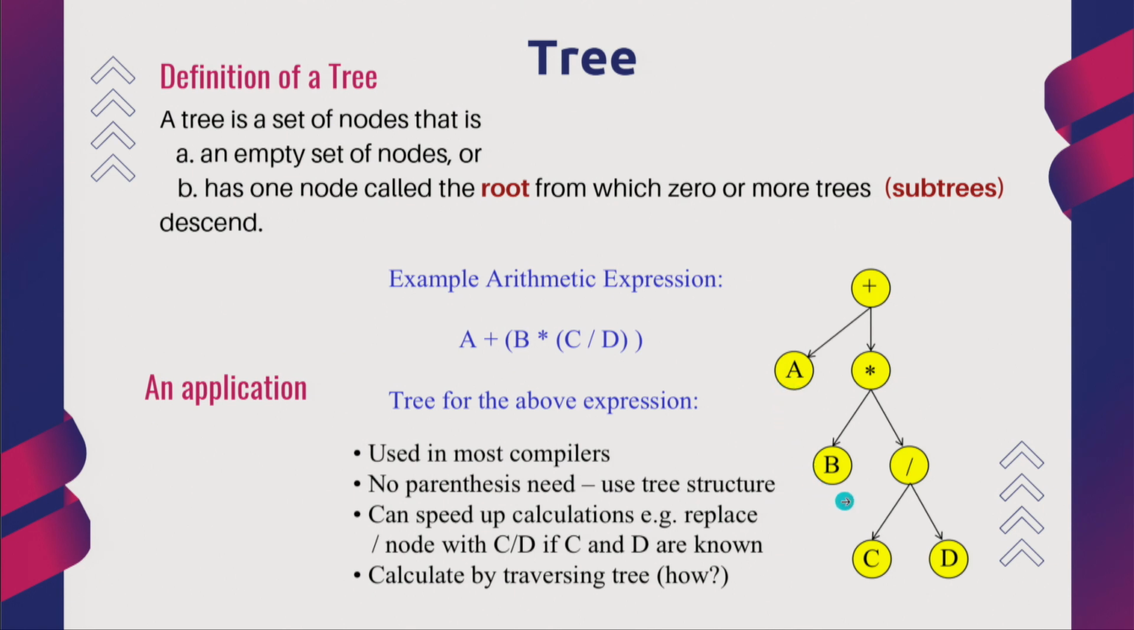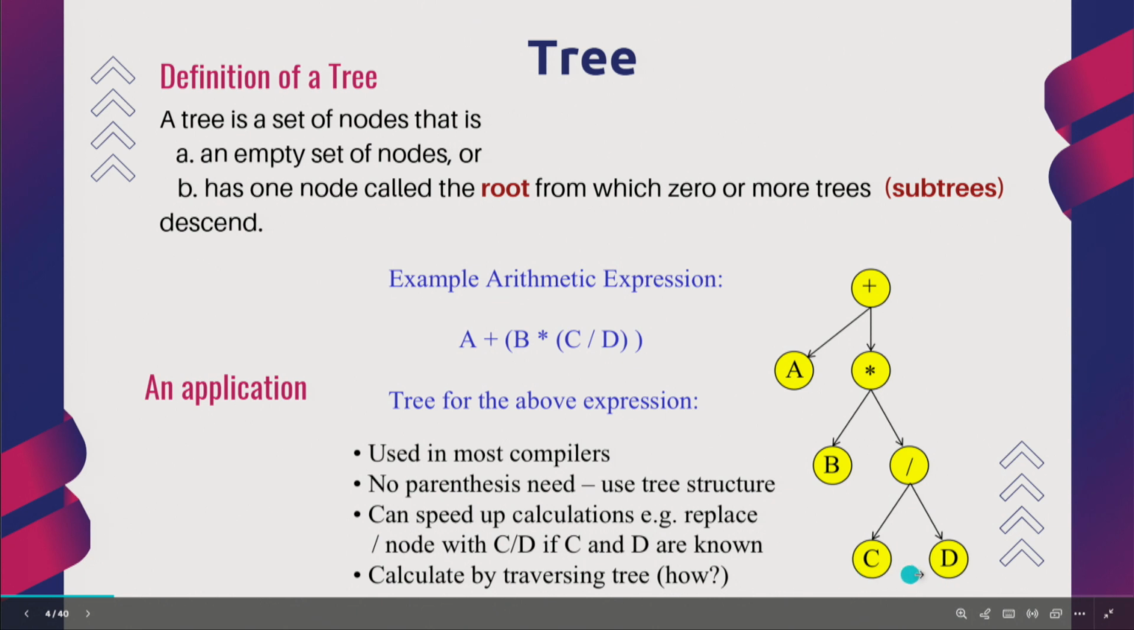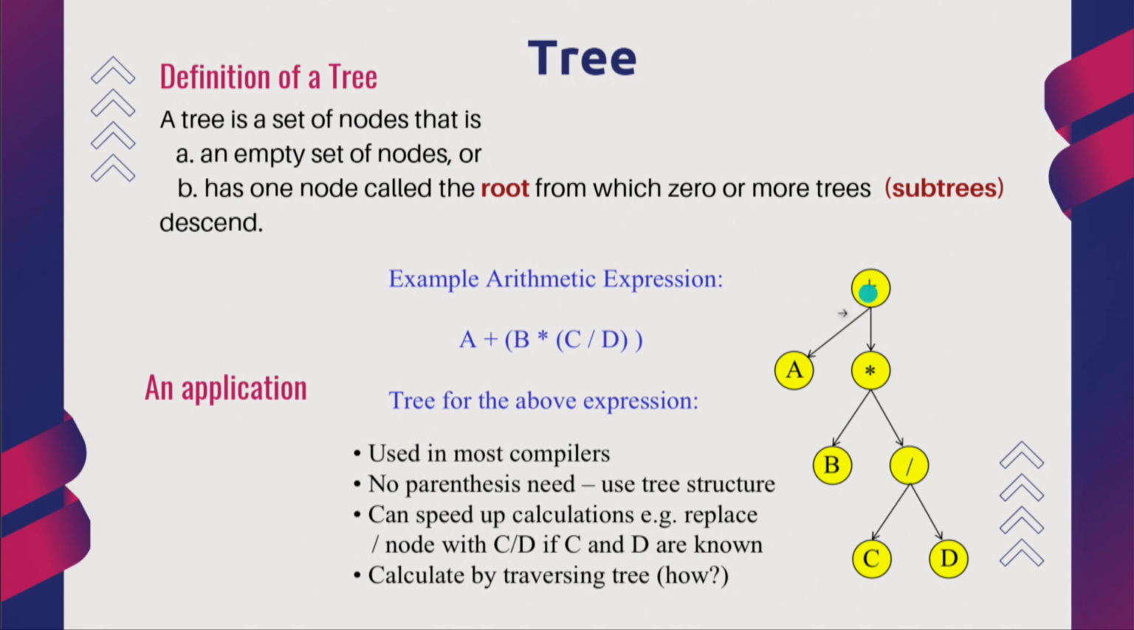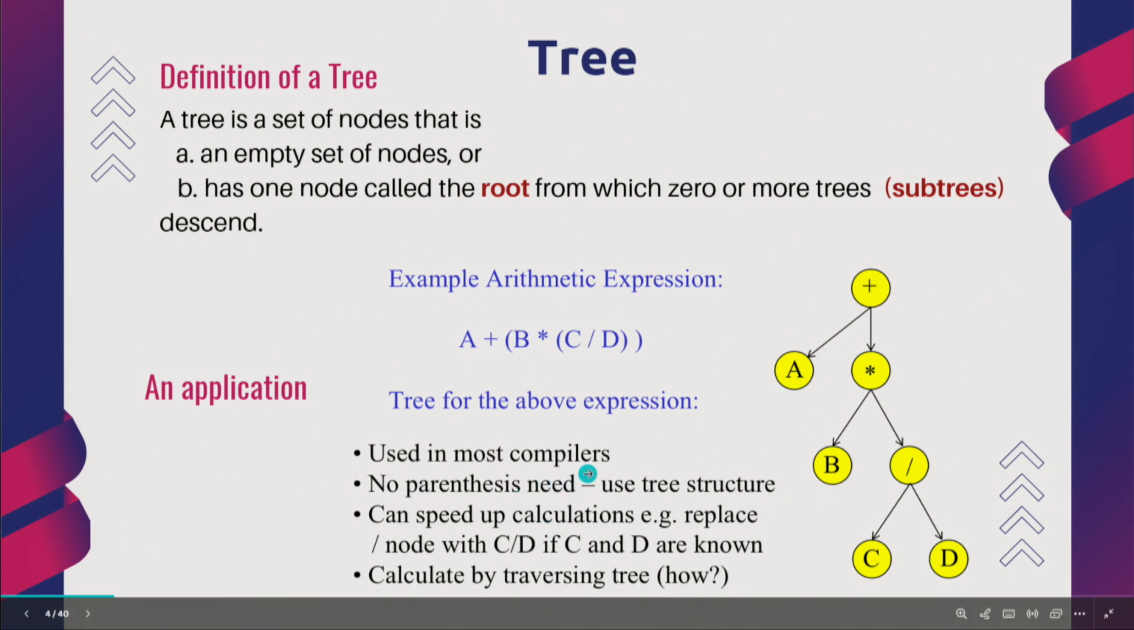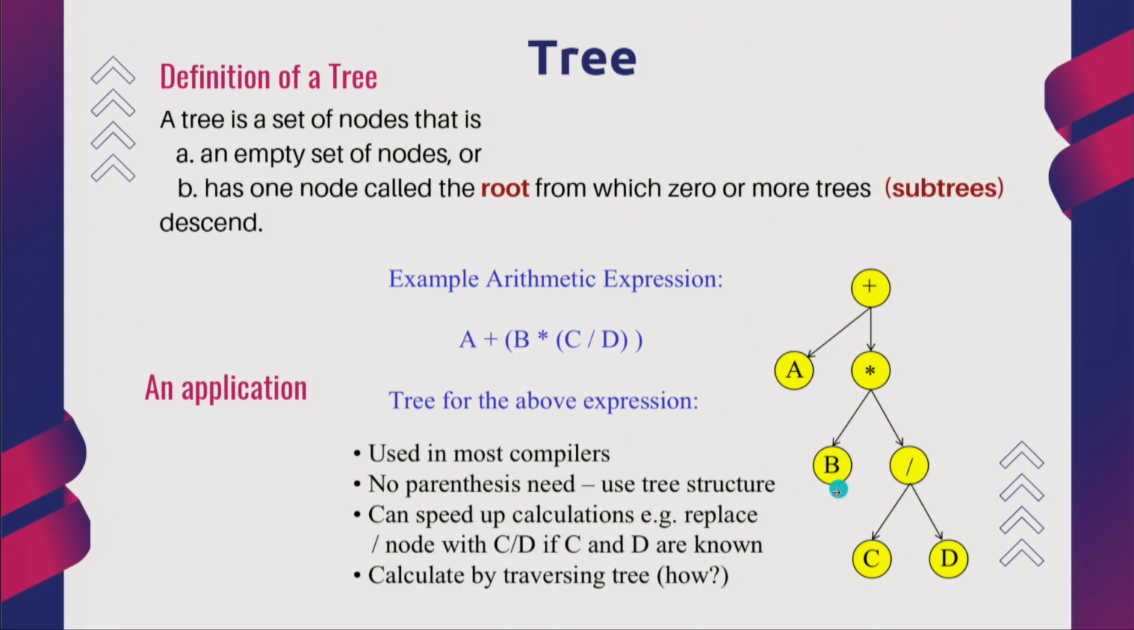Here you could see that A, B, C and D are all operands, and so they do not have any children. The way in which this expression would be evaluated is that C/D would be done first, its result would be multiplied with B, and that result would be added to A. That is how this expression has to be evaluated. This is what most compilers use. Usually compilers make use of trees to evaluate expressions. When we use this tree structure, there is no need for parentheses to prioritize the way the expression has to be evaluated.